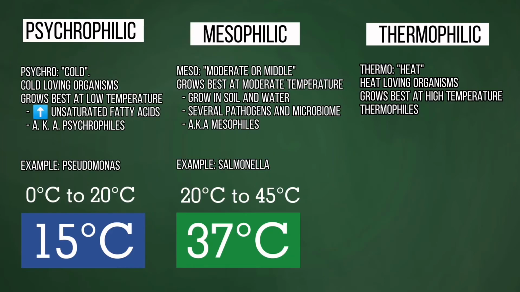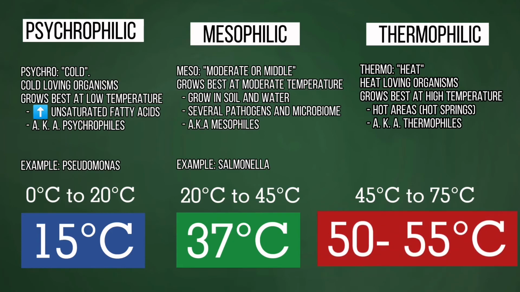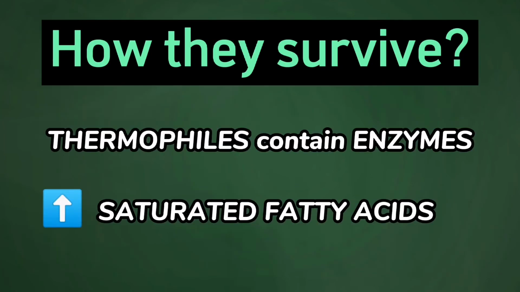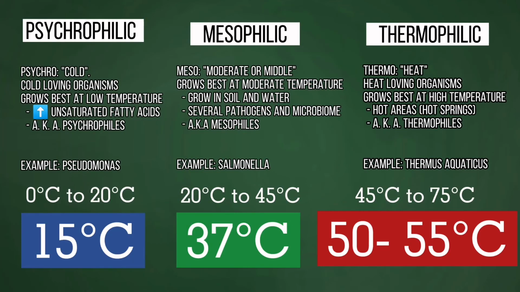Now moving on, we have thermophilic organisms. These are organisms that grow best at 45 to 75 degrees Celsius. They are basically seen in hot areas such as hot springs. Their optimum temperature for growth is between 50 to 55 degrees Celsius. They contain enzymes and a higher content of saturated fatty acids in their cell wall. This is the reason why they can survive in hot temperature. An example of thermophiles is Thermus aquaticus.